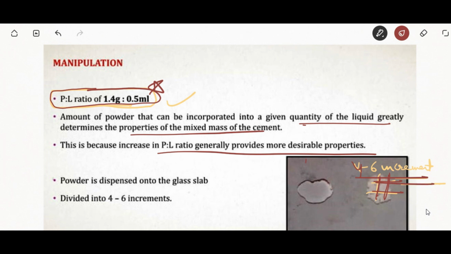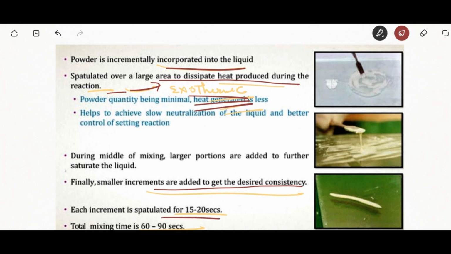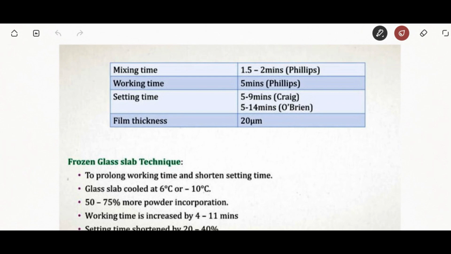increments. The powder is incrementally incorporated into the liquid, spatulated over a large area to dissipate heat as the reaction is exothermic in nature. So during the middle of mixing, the larger proportions are added to further saturate the liquid. Finally, the smaller increments are added to get the desired consistency. Remember, each increment is spatulated for 15 to 20 seconds. The total mixing time is 60 to 90 seconds.